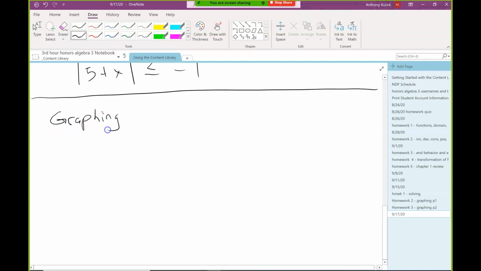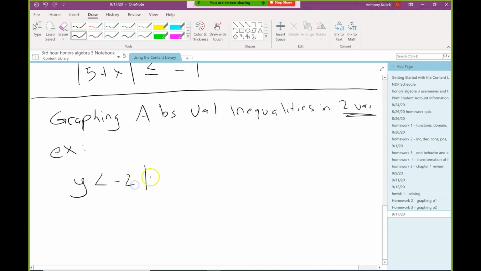So on to Natalie's. I got it this time. Let's talk about graphing absolute value inequalities in two variables. So what do I mean by in two variables? I mean something like an example like this, where we have x and y. So it's something you'd be graphing on the xy axis as opposed to the number line. Is that okay with what I mean there?